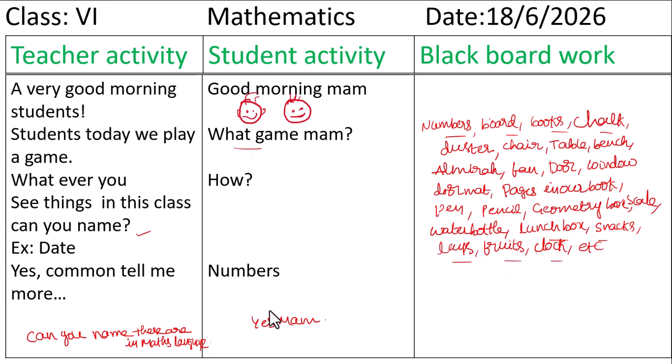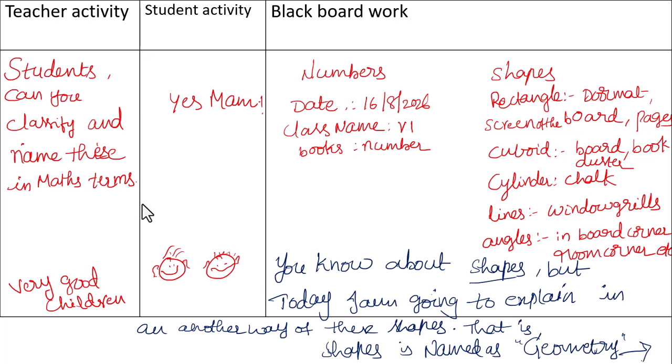Very good, children. Students, can you classify and name these in maths terms? Yes, ma'am. Numbers as date, class name, six, books, numbers, and so on. And next, shapes: rectangle, doormat, screen of the board, pages, cuboid, board, book, dusters, cylinder, chalk, and lines, window grills, angles in board, corner, room corner, and so on.